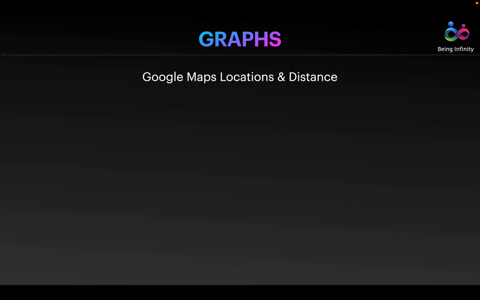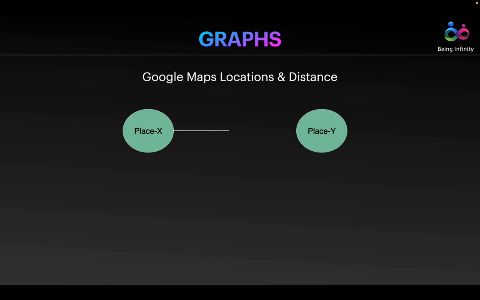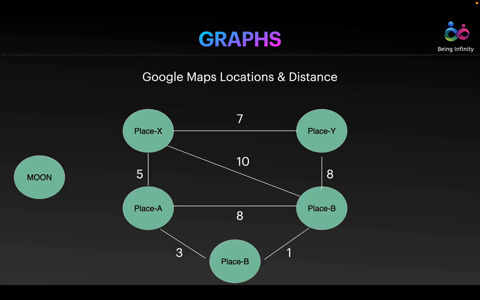Third example, Google Maps location and distance. Suppose you want to go from place X to place Y, the distance can be 7 kilometers. And if you want to go from place Y to place X, the distance is still the same. Adding a few more nodes and connections, this builds an entire graph, and of course, we are not able to reach the moon yet, so that is one outlier here. This is one prime example of what an undirected weighted graph is.